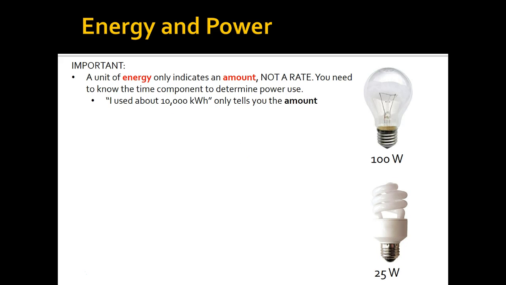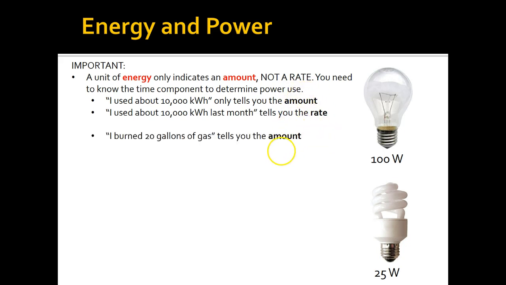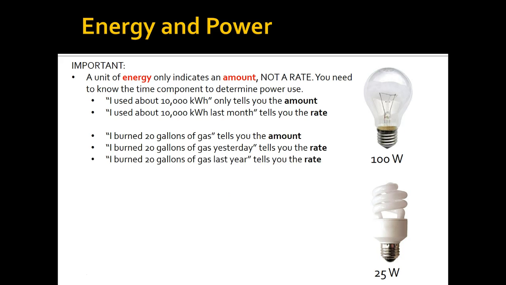And here's an example. If I tell you I use about 10,000 kilowatt hours, okay, that only tells you how much energy I use. That's just an amount of energy, right? But if I said I used 10,000 kilowatt hours last month, that tells you how quickly I'm going through it, right? If I say I burned 20 gallons of gas, what does that tell you? Well, that just tells you I used 20 gallons of gas. So if I say I burned 20 gallons of gas yesterday, right, that tells you how quickly I was burning through the gas. If I say I burned 20 gallons of gas last year, that also tells you the rate.